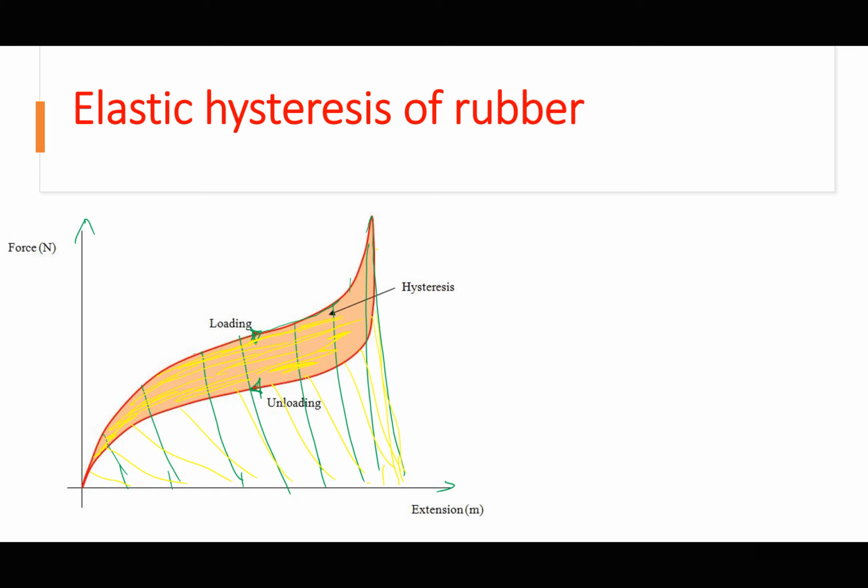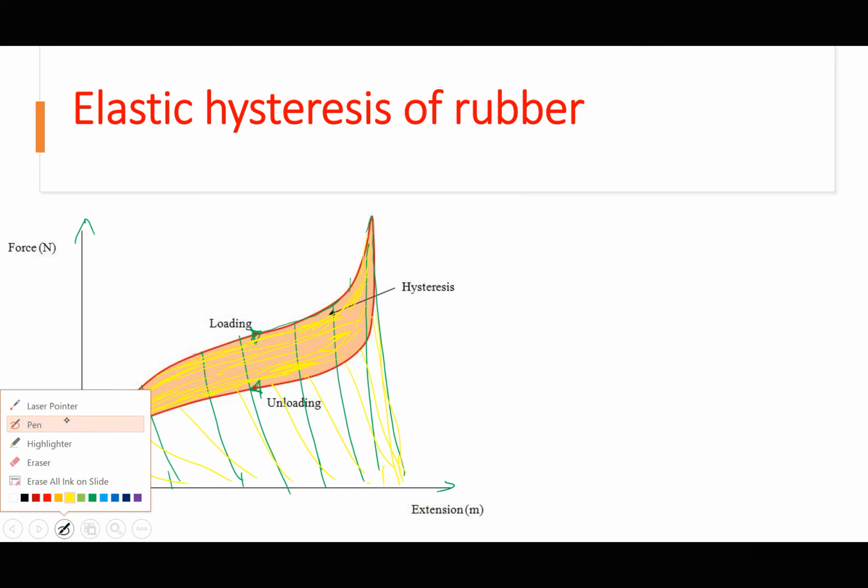Or the energy which is dissipated as heat, which is the difference in the work done on loading and unloading. This is represented by this region here. So this is called the hysteresis region, which is simply the work which is not returned when the deforming force is removed, or the work which is not returned when unloading occurs.